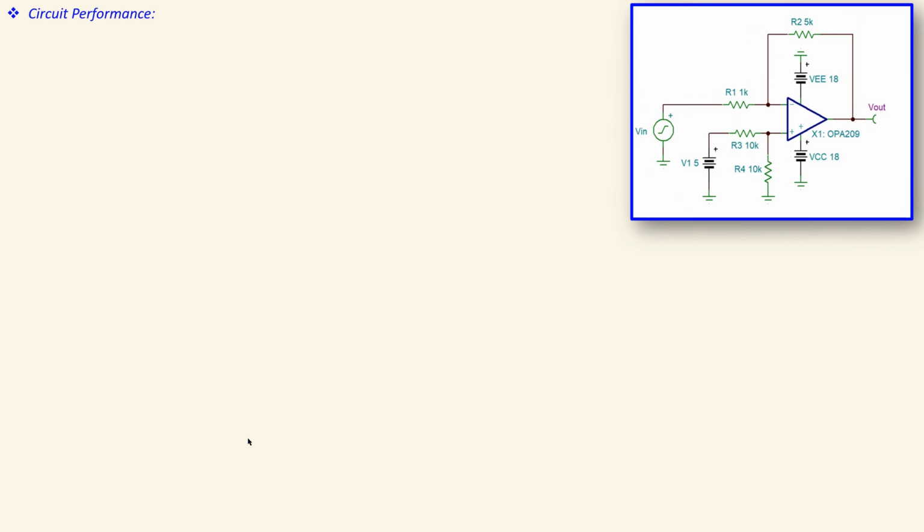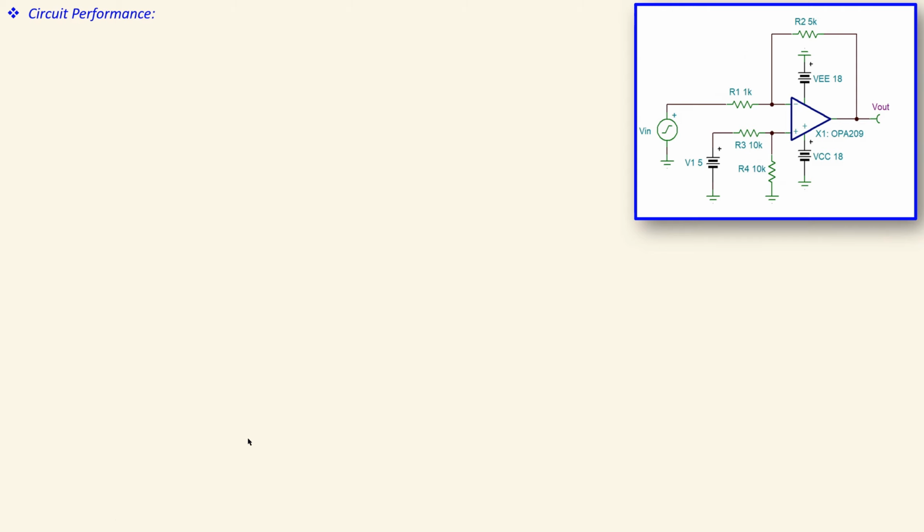So let's continue and then look at the circuit performance in more detail. We have of course the gain of the circuit, which is the gain which amplifies the signal itself, but it also amplifies the noise itself.